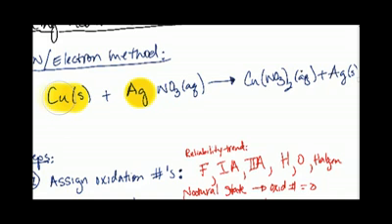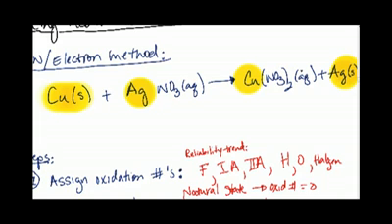If you look on an activity series, you'll see that the copper will be further down on the list than the silver, so it will be more readily oxidized, meaning it'll give up its electrons and silver would gladly take them. As a result, what will happen eventually over time is that silver will be the solid and copper will be the cation in the solution. Alright?